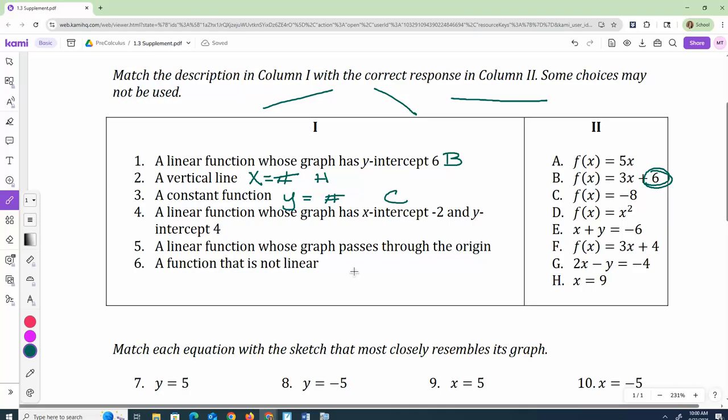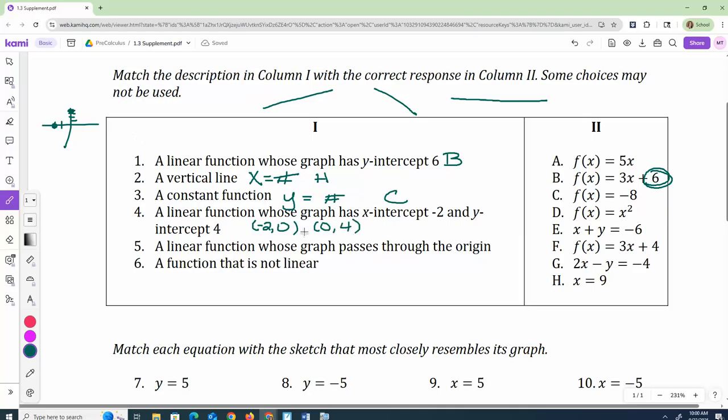All right, the next one. What do I mean when I say x and y intercepts? Okay, where we hit the x and y axis. So if I hit the x-axis at -2, what point is that? -2, 0. I hit the y-axis at 4. What point is that?